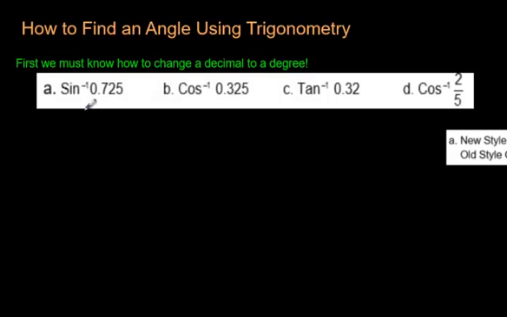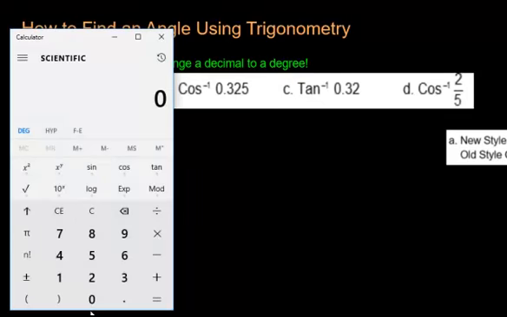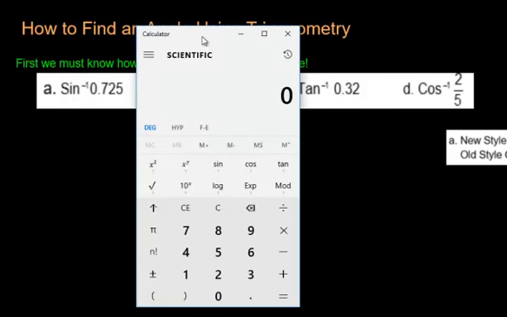Okay, let's practice doing this right now. We're going to take a decimal here, and here's the key thing you need to remember. I'm going to use the old-fashioned calculator first. This one that comes with Windows 10 seems to use the old-fashioned style. Make sure the calculator is in degree mode. Let's look at the first question: the inverse sine of 0.725 is what angle?